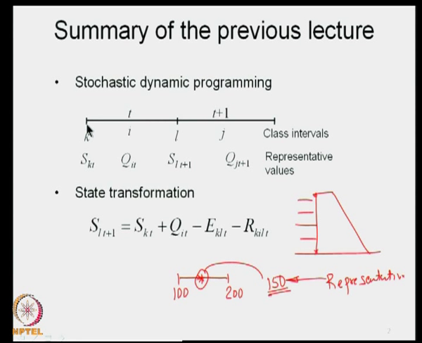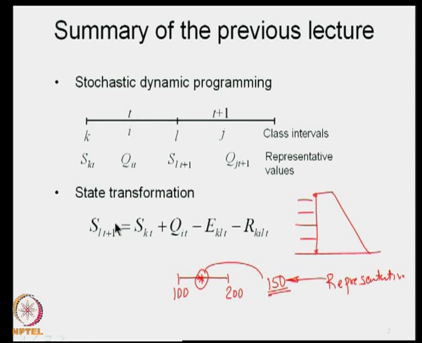The class interval for the inflow during the time period t is represented by I, and the associated representative value is Q_I^t. The class interval for the storage at the end of the time period t, which is also the storage at the beginning of the time period t plus 1, is represented by L, and its representative value is S_L^(t+1). And the class interval for the inflow during the time period t plus 1 is represented as J, and its representative value is Q_J^(t+1). So, we are looking at discrete values of storage and inflow in the stochastic dynamic programming. This is in fact the discrete state stochastic dynamic programming.